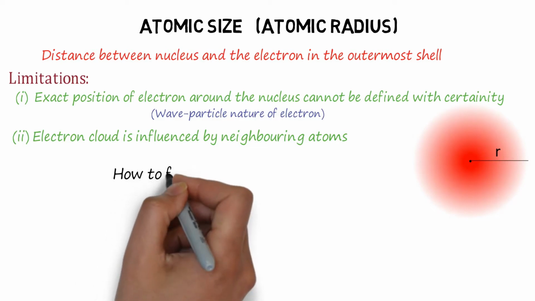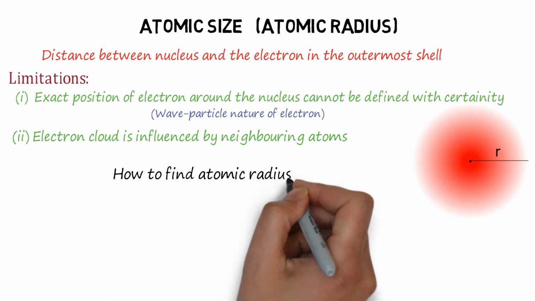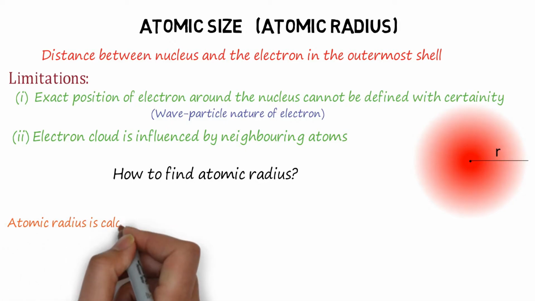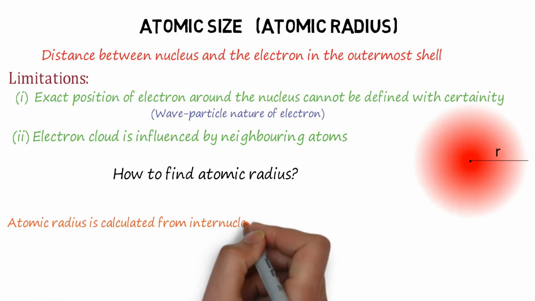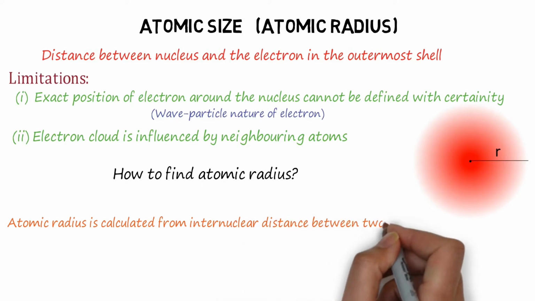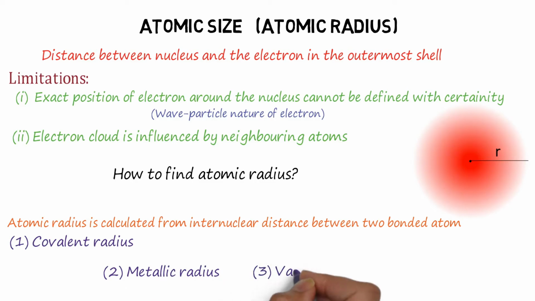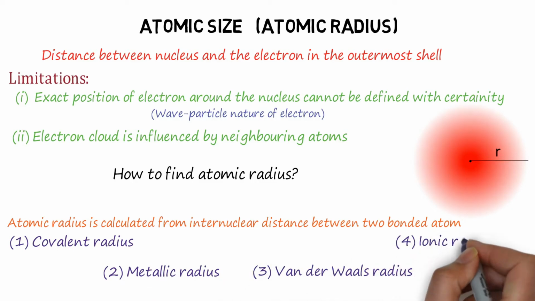Then how to calculate the atomic radius? The simple solution to the problem is to measure the internuclear distance between two bonded atoms. Since two atoms can be bonded together with different types of bond, therefore atomic radius is defined in terms of covalent radius, metallic radius, van der Waals radius, and ionic radius. At first, let us talk about covalent radius.